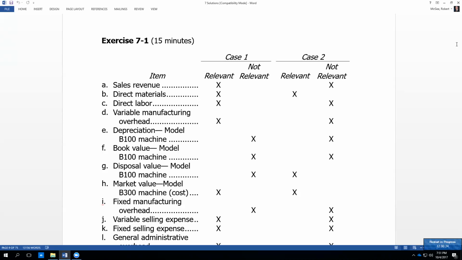And part I, fixed manufacturing overhead in general, again, irrelevant. And part J, variable selling expenses, that's not relevant there because the, well, you tell me. I've been telling you all the answers, you tell me. For part J, variable selling expense, why is that not relevant? It was relevant before for case 1, but it's not relevant in case 2. Why not?